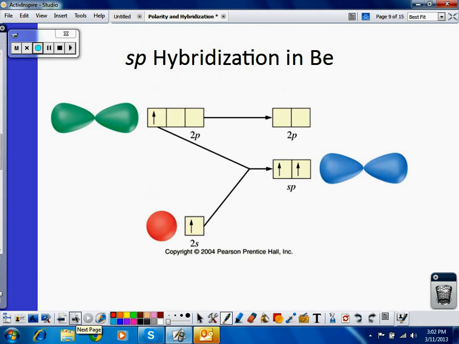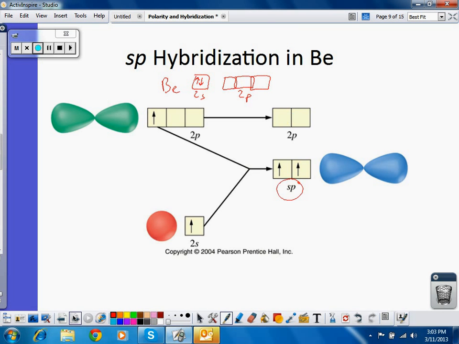So finally, we have sp hybridization. Beryllium in the ground state as an atom, 2s, and then the 2p is empty. So those 2 electrons separate. The orbitals with electrons hybridize to form an sp hybrid, 1s, 1p, and then there are 2 p orbitals that stay unhybridized. And then I get sp hybridization.